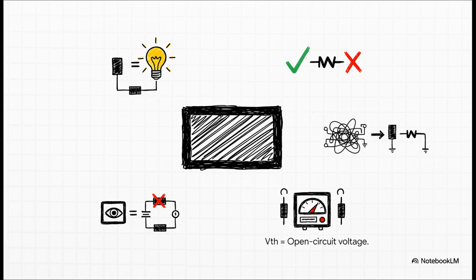And remember our two magic numbers. VTH is the voltage across the open terminals, and RTH is the resistance you see when all the sources are turned off. And finally, remember that this simple equivalent is your secret weapon for figuring out maximum power transfer.